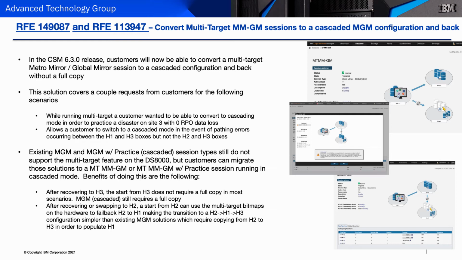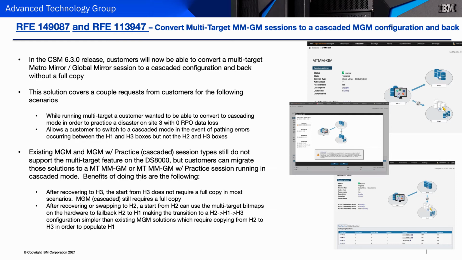What advantages do you have from this? Well, there's a few. One is that when you actually recover to site 2 in a multi-target session, this multi-target session does actually support the multi-target bitmaps on the hardware. So when you start from that failed over, or swapped, H2 site, we can now start back from 2 to 1 directly with a failback.